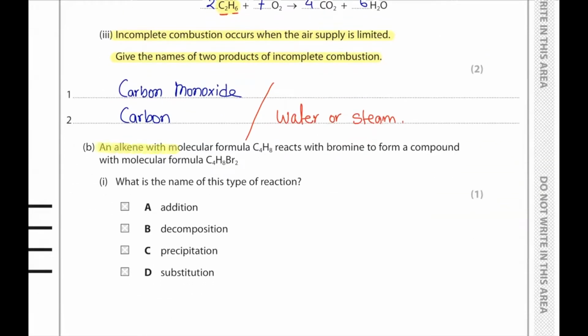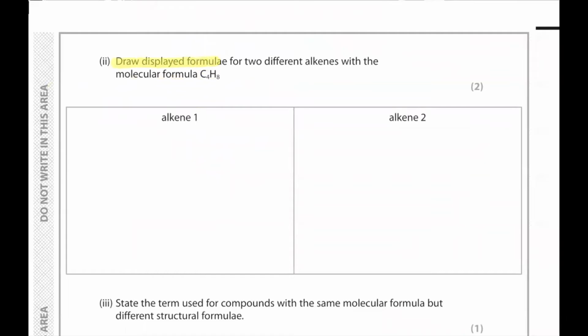Part B, an alkene with molecular formula C4H8 reacts with bromine to form a compound with molecular formula C4H8Br2. What is the name of this type of reaction? Now, when an alkene joins with bromine, this is an addition reaction. So just the bromine gets added. So this will be an addition reaction. Part 2. Draw the displayed formula for 2 different alkenes with the molecular formula C4H8.